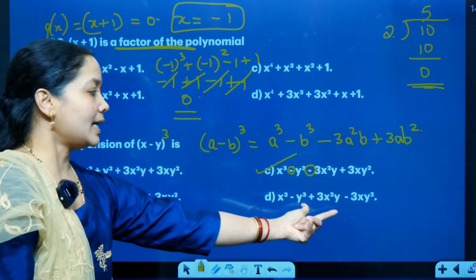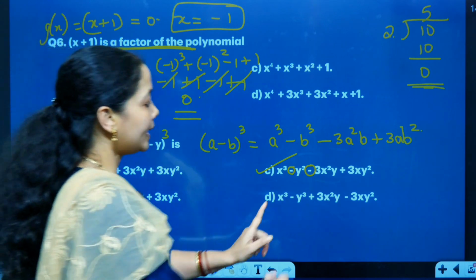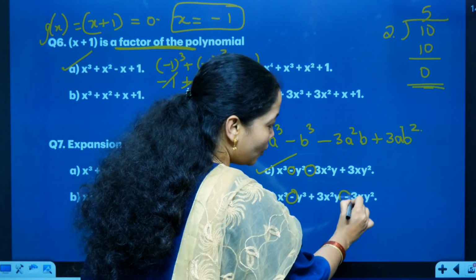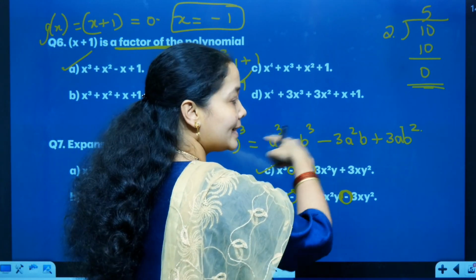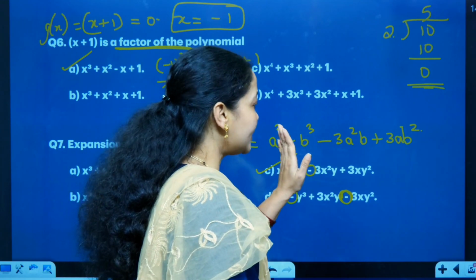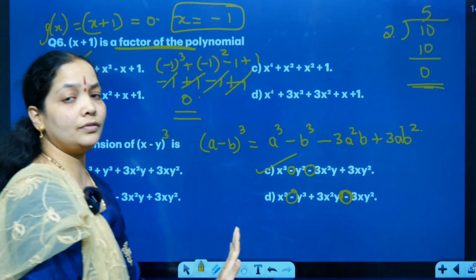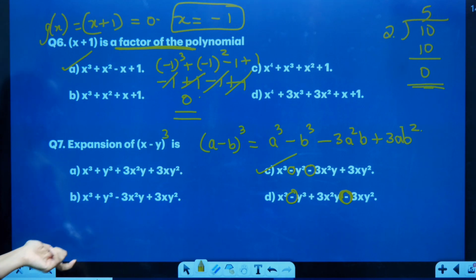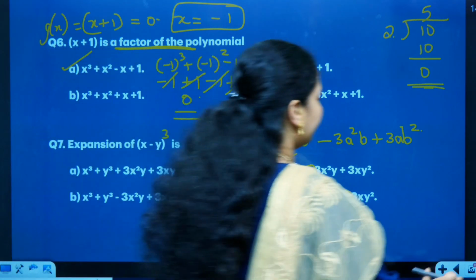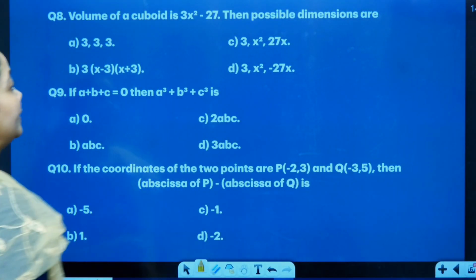If I look at the last one, it is giving me negative in y cube but in the fourth term, whereas in the exact formula we have negatives in the second and third term. So be careful while choosing the option. A simple question to go ahead. Okay. Next is 8th one.